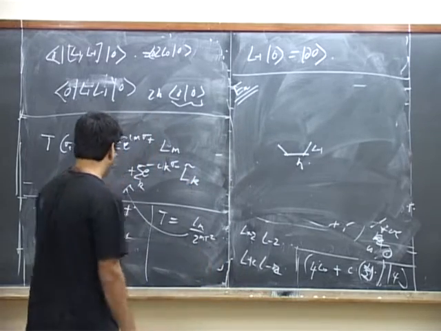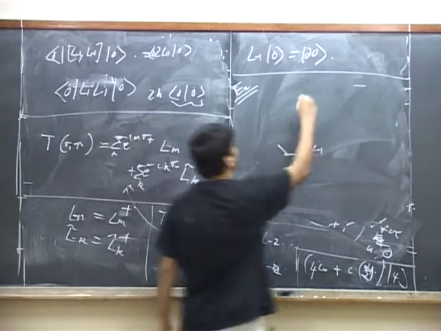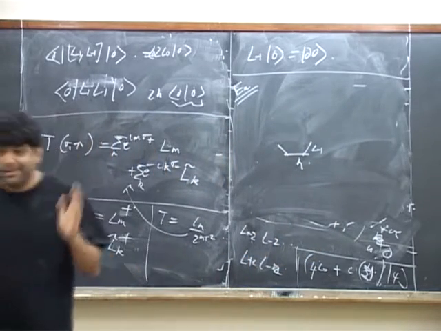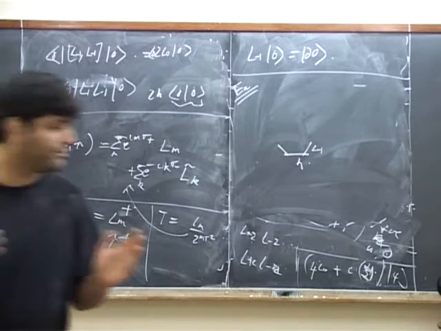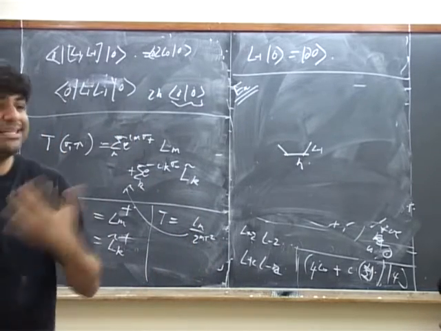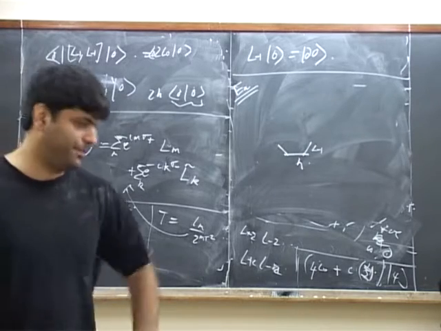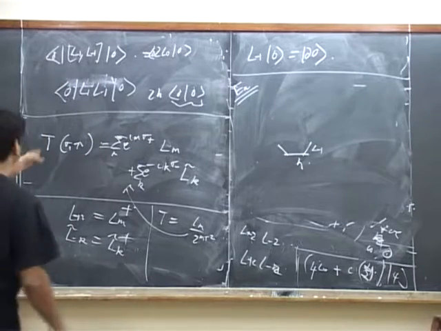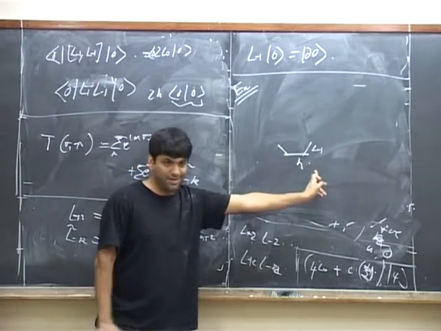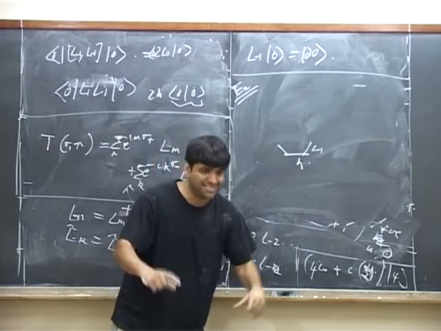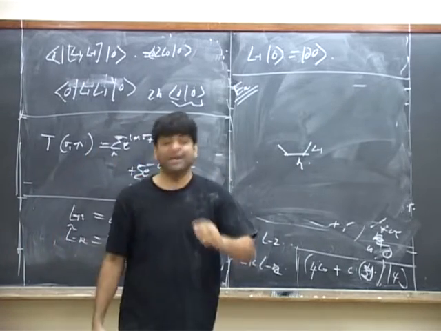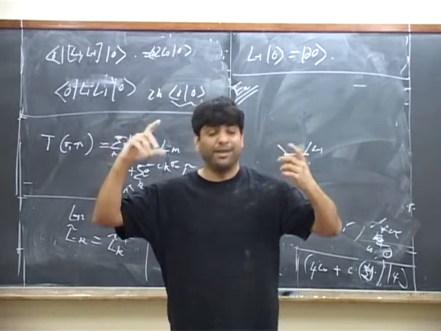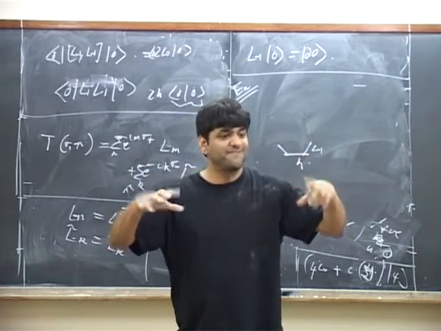Now, suppose we take an arbitrary level k state. What I want to do is try a little bit to understand the structure of inner products between states that are descendants of the same primary. We've already understood the structure of inner products at level 1. There's only one state, so there are no non-trivial inner products. The inner products between states at different levels vanish.